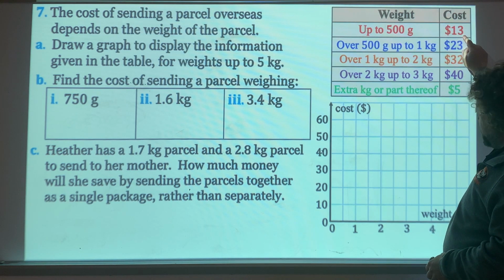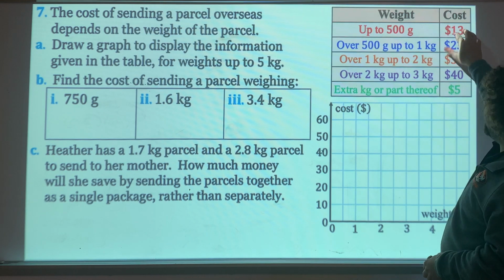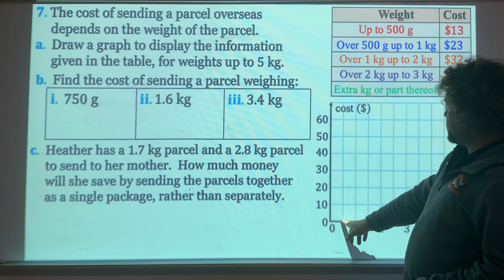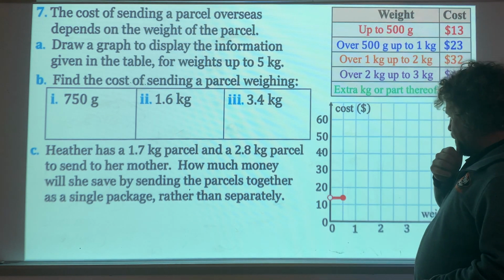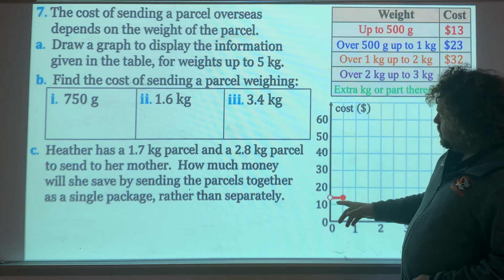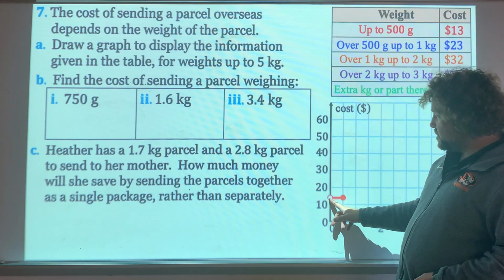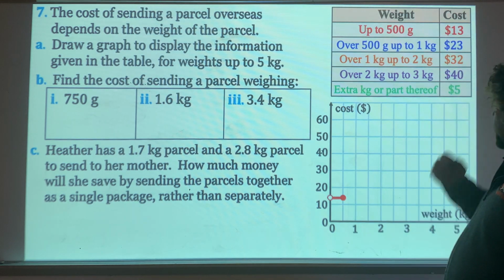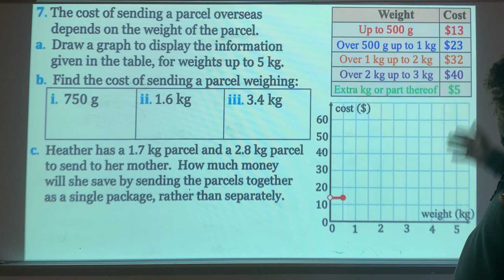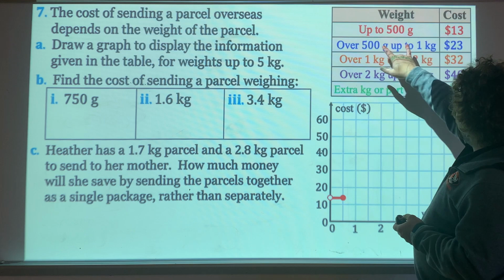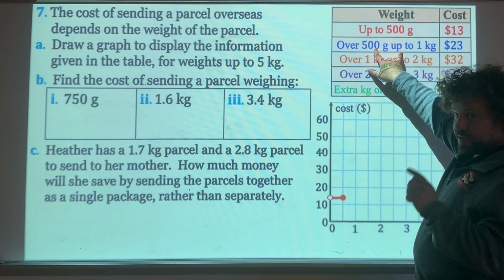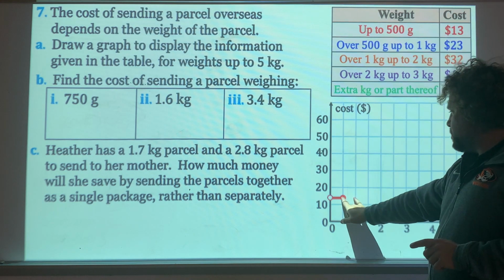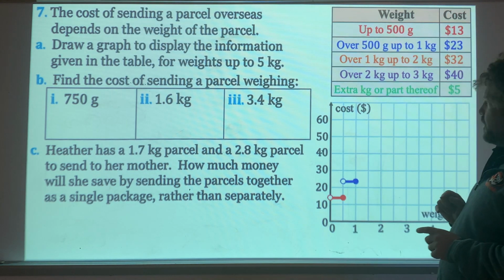All right, so weight in kilograms. 500 grams is half a kilogram. So 0 to 0.5, it costs $13. So I'm going to put a little graph right there. Okay? You don't pay for anything if it's $0, you don't pay any money. But then anything above that, you're going to pay up to 5 kilograms. Up to half a kilogram, you pay 13. Now over this much, so that means not included, just over this, and up to a kilogram is 23. So from here to here is 23, put another little mark.